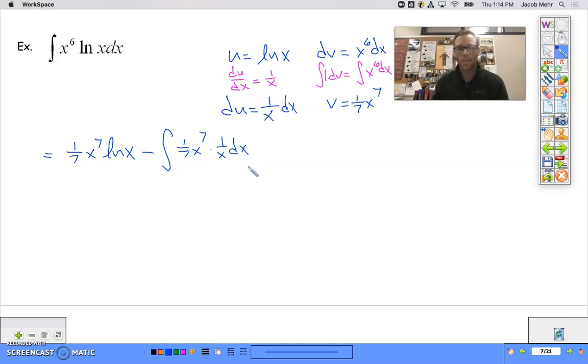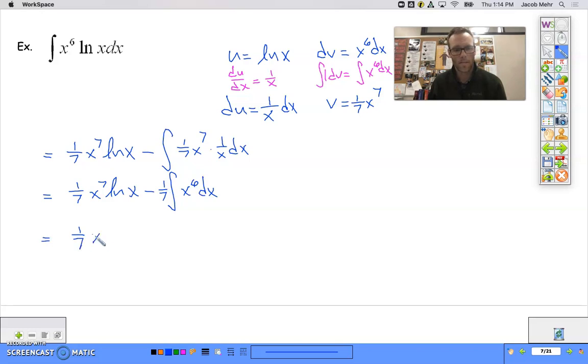And we can see here why this works out pretty well, because this is going to simplify nicely. I don't have to do anything with what's up front. Now this will simplify. I'm going to put the 1/7 in front. We have an x to the 7th in the numerator and an x in the denominator. That's just an x to the 6th. And now I have something that I can integrate. I can find the antiderivative of this.